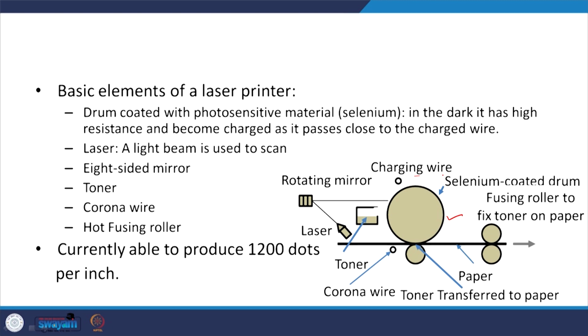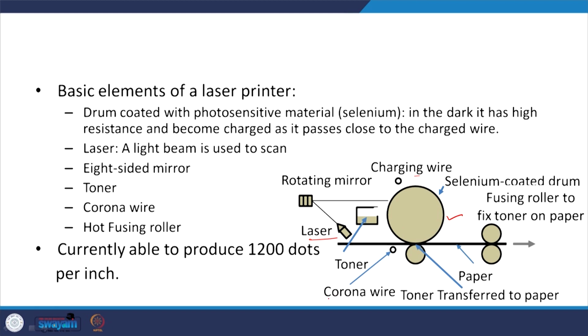What happens is that a laser light is sent here and it goes to the rotating mirror, gets reflected from the rotating mirror, and falls on this cylindrical drum. Wherever the light falls, that portion of the drum gets discharged. Then the drum turns, and there is a toner. This toner is conductive, so wherever it is charged, the toner gets attracted over here.